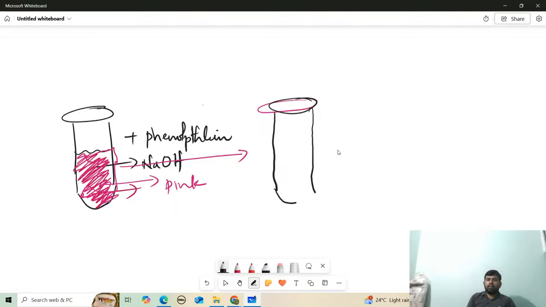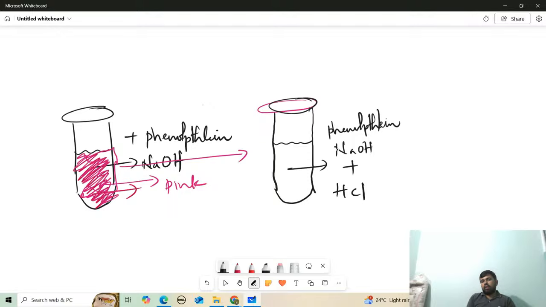Now this pink color turns into what, sir? So now we added NaOH plus HCl. So here what we have? We have phenolphthalein. What is the color now? It is colorless. What is the reason here? Acid is more.